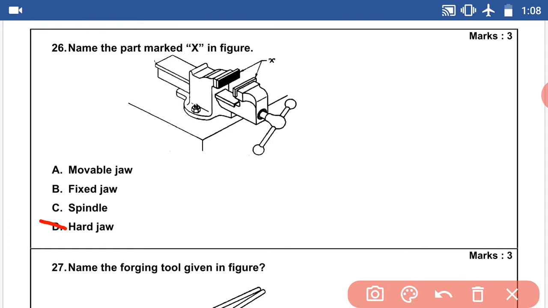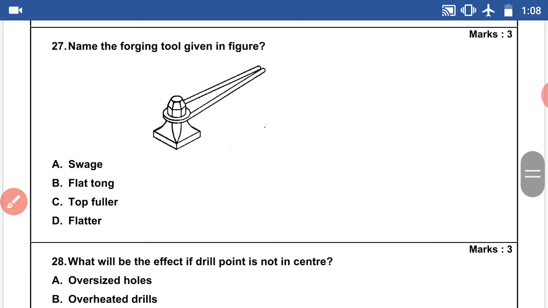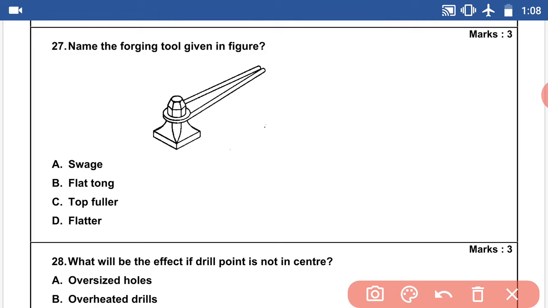Question number 27. Name the forging tool given in the figure. This image's name is plotter. Option D is the correct answer, plotter.